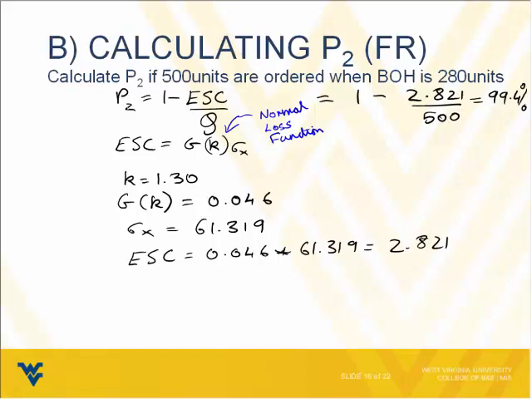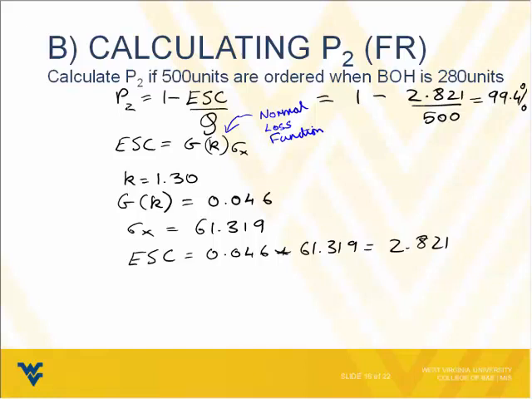Multiply k by 0.046? No, it's not k times sigma x, it's G of k times sigma x. G is a function, a normal loss function, and the input into the function is k. A function is simply a formula in which k is just one input. The formula is very complex, so we are not actually using that formula. To represent it, I'm just giving you G, and k is one of the inputs.